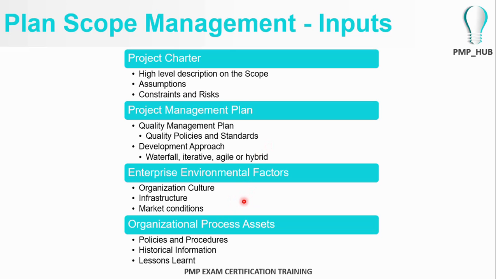Also, there are some environmental factors that will be an input for plan scope management. The organization culture will be a major input. So as a project manager, you will have to understand your customer's organization culture. For example, if you are assigned as a project manager to implement an ERP system for a government organization, you will have to know the culture of your customer's organization.